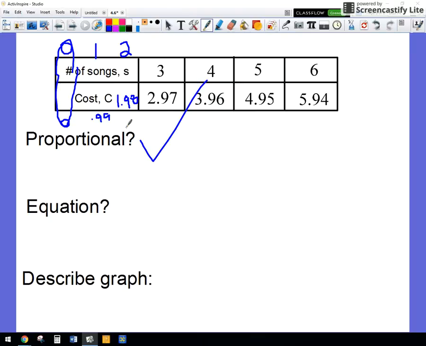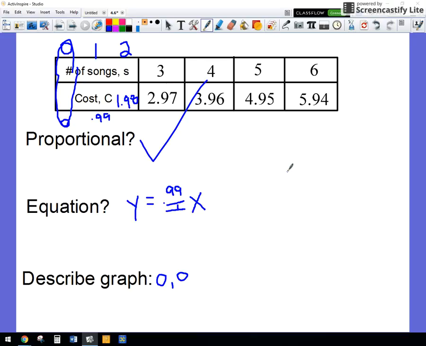The equation would be y equals my slope x, and then I don't have to add anything because it would be plus 0. So here my slope is what I'm increasing by, which would be 0.99, which is what my y's are increasing by, over my x's are increasing by 1. Now, obviously, you wouldn't have to put it over 1, but for slope's sake, I went ahead and put it as a fraction. Describing the graph, it is going to go through 0, 0. And it's going to be a straight line because these are all increasing at a constant rate.